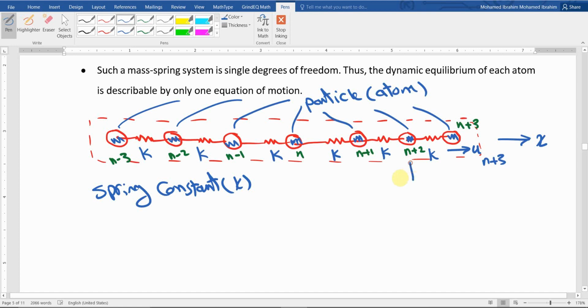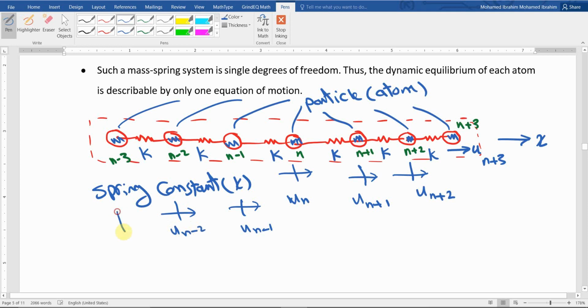How about the displacement of this mass? This one will move with u n plus 2. This indicates that the displacement of this atom should be different than the displacement of this other atom. The same thing here: this one is going to move with another displacement, u n plus 1. This one will move with u n, but this one is going to move with a displacement u n negative 1. This one is u n negative 2, and keep going, u n negative 3, and so on.